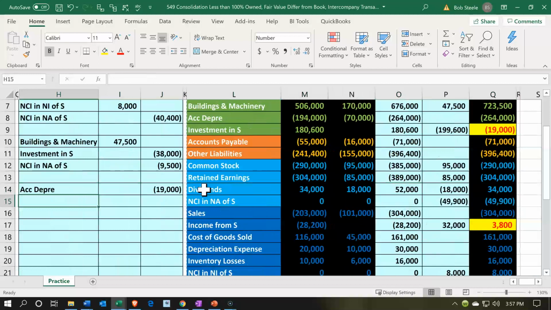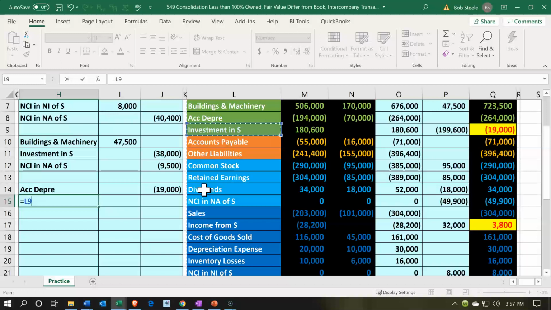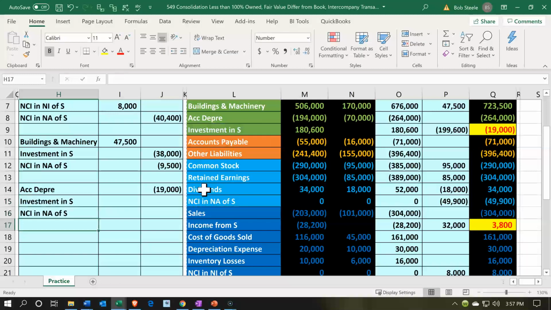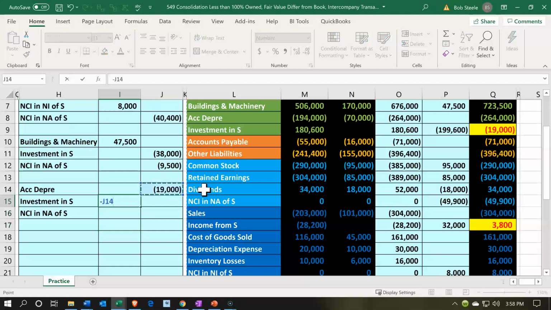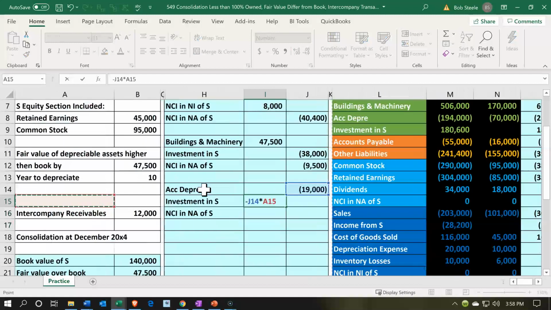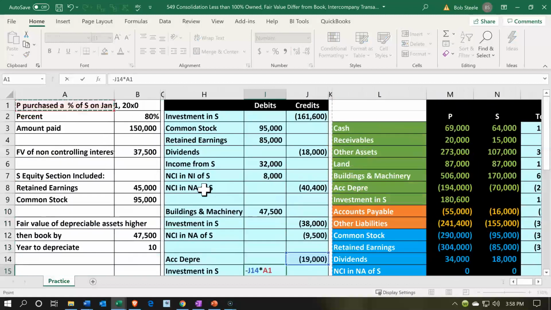They're not going to be affecting the income statement, which will be broken out then by the investment in S, and the other side then go into the non-controlling interest. We're not affecting the income statement because they affected the income statement in the prior 4 years and then rolled over to the balance sheet, to the equity section. So then we're going to say 80% of that. I'm going to say negative of this number times 80% is going to be going to the investment.